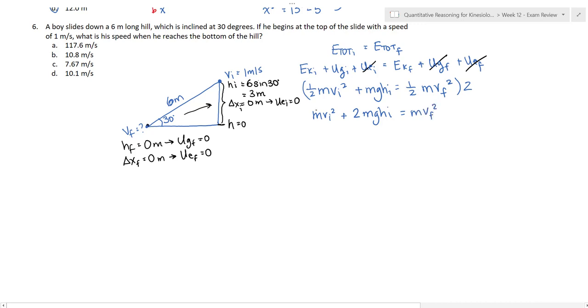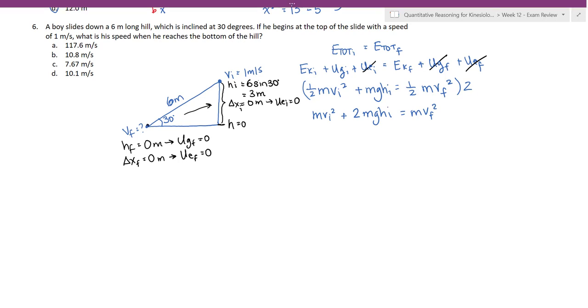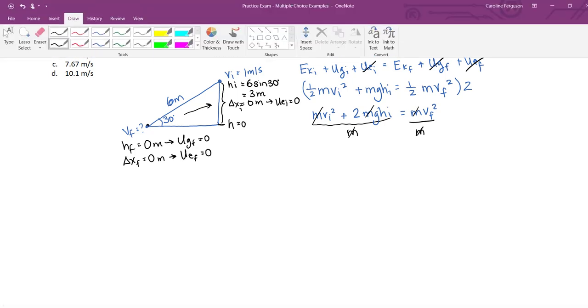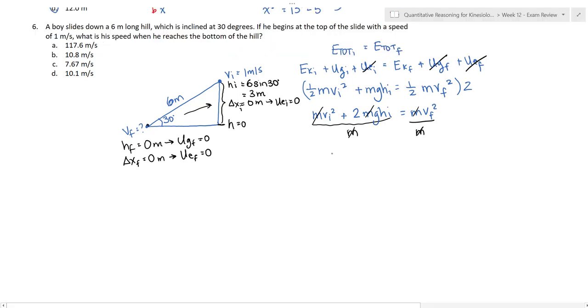Okay, notice that there's mass everywhere in the equation. Every term has mass in it. So that means I can divide both the left side by mass and the right side by mass, and all the masses cancel out. We can only do this when mass is in every single term. So now our equation is a little bit easier. We have v initial squared plus 2gh initial equals v final squared.